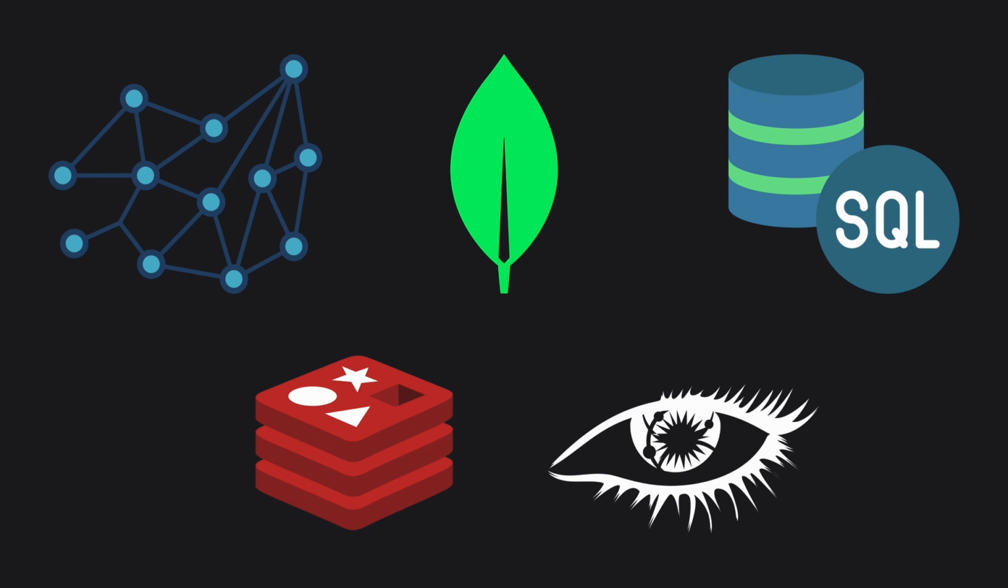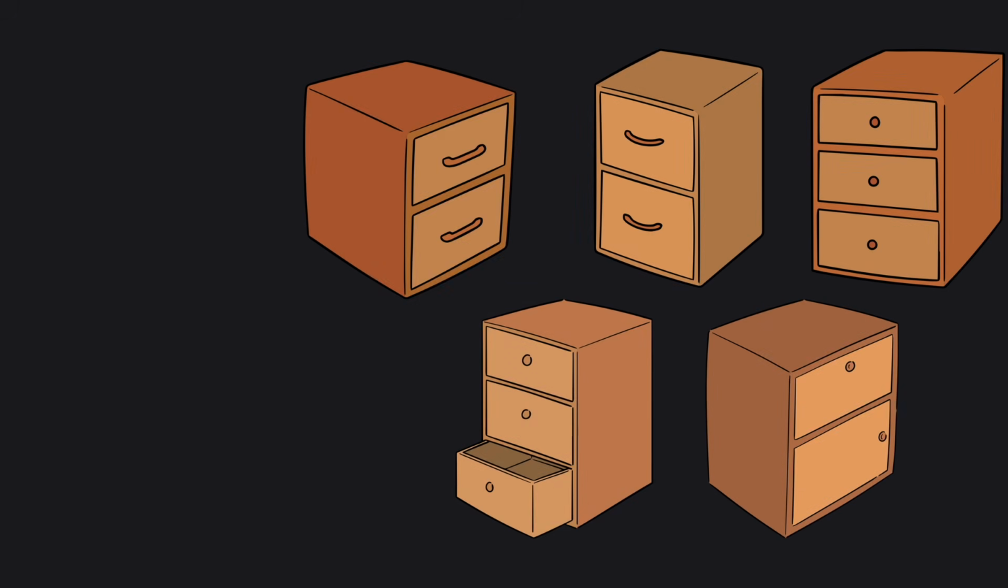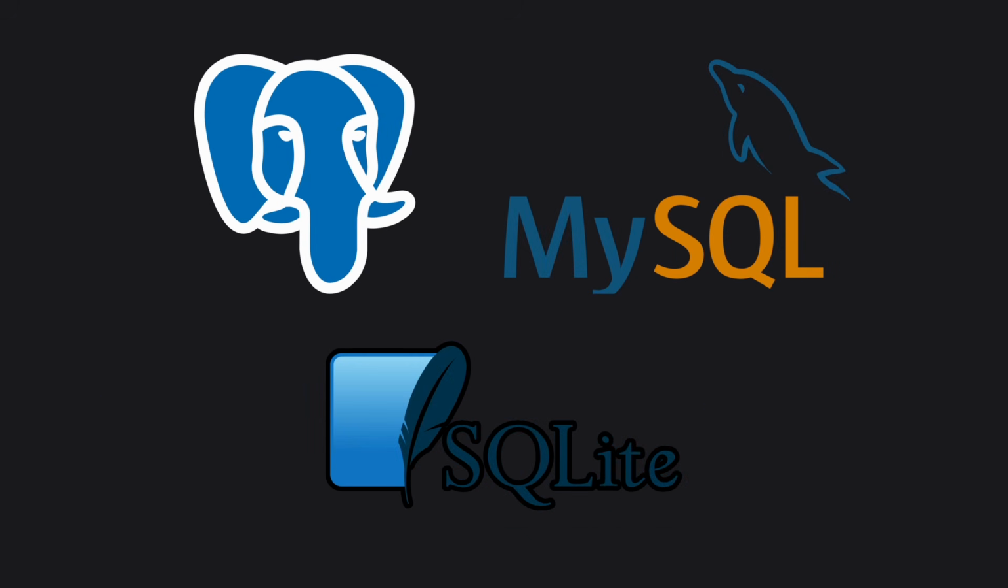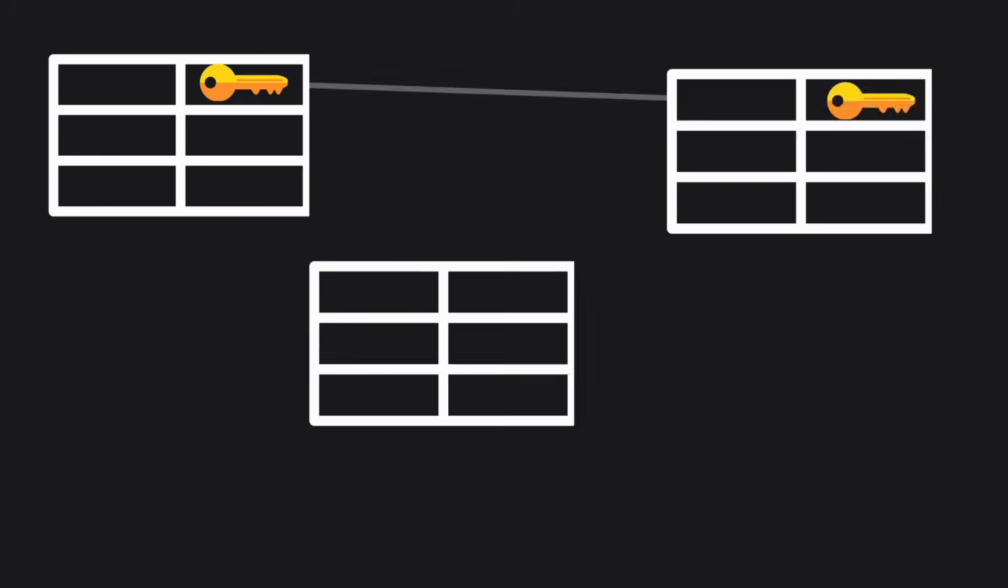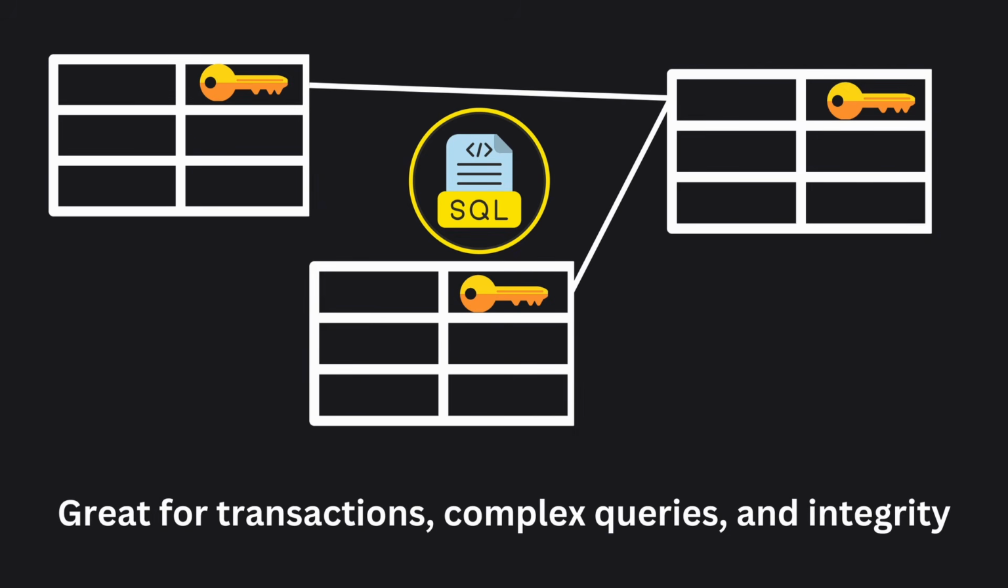We have different types of databases, each designed for specific tasks and challenges. Let's explore them. First type is relational databases. Think of a relational database like a well-organized filing cabinet where all the files are neatly sorted into different drawers and folders. Some popular examples of SQL databases are PostgreSQL, MySQL, and SQLite. All of the SQL databases use tables for data storage, and they use SQL as a query language. They are great for transactions, complex queries, and integrity.